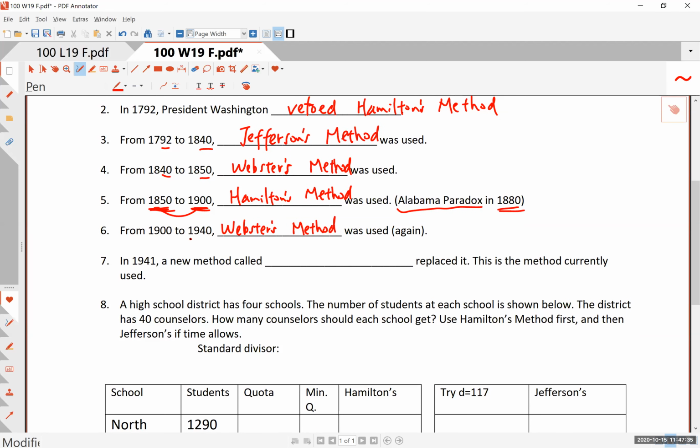Now in 1940, during World War II, a few new methods came up, and then in 1941, a new method was developed by two people, Hill and Huntington. The method by Hill and Huntington, appropriately called the Hill-Huntington method, was agreed upon, and then they decided to use this new method, which is a rather complicated method.